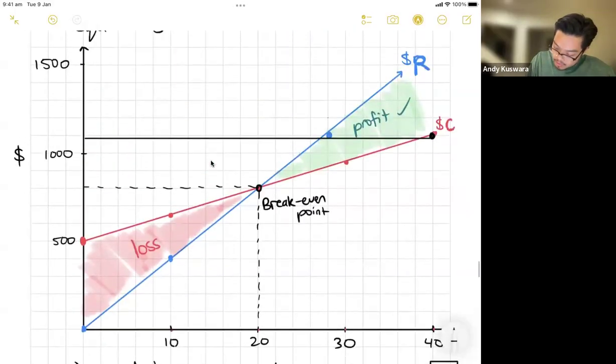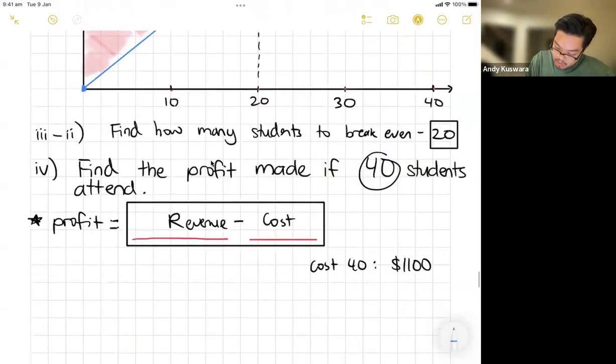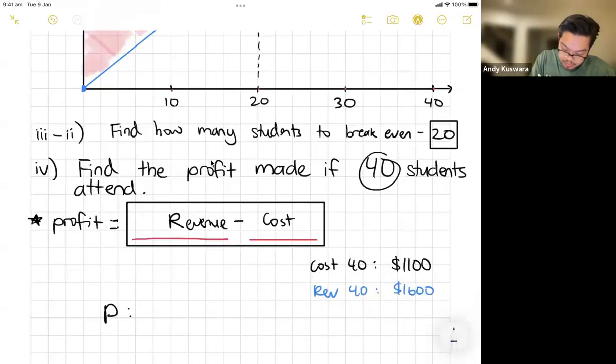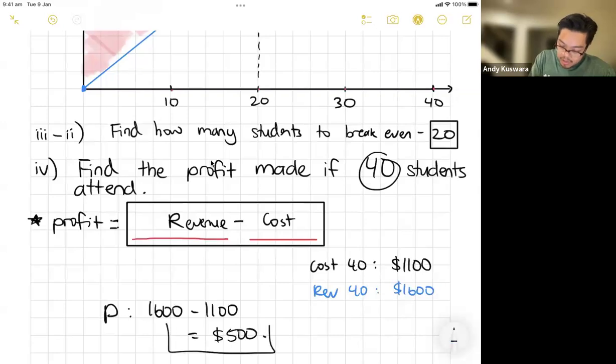And if I try to find the revenue for 40 people, I'm just going to go a little bit further until I hit that 40. I can see that I'll be approximately there. That's going to be 1,600. So the revenue for 40 will roughly be 1,600. And so if I was to find the profit, it's just going to be my revenue, which is 1,600, take away my cost, which is 1,100. That means I can make a profit of $500 if I can get 40 people at this study day.